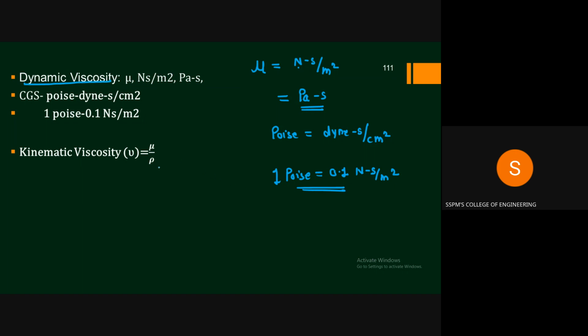And the second viscosity is the kinematic viscosity. Kinematic viscosity means if you divide the dynamic viscosity by the rho, it will become the kinematic viscosity. So you should remember this equation for the kinematic viscosity: it is mu divided by the density.